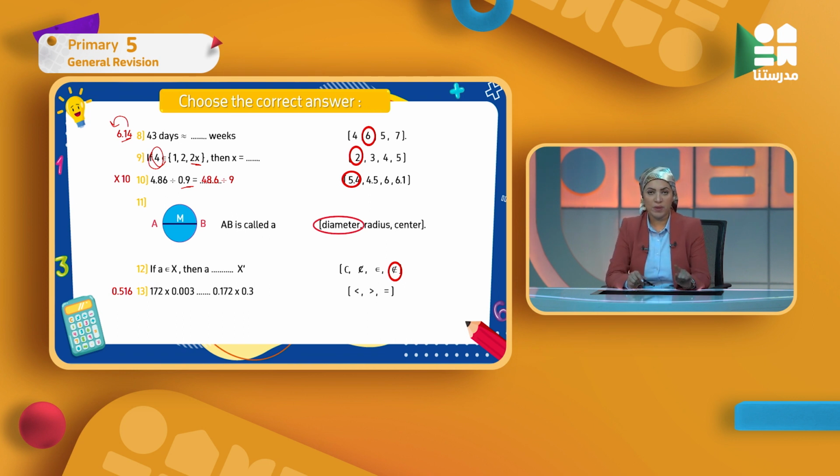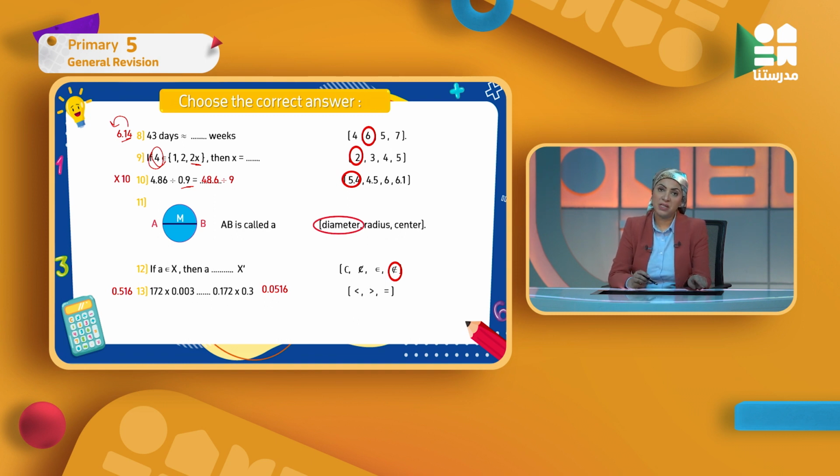I'll do the same with the other one. I will multiply 172 by 3. Then I will count how many decimal places I have, which is here 4 decimal places. Then I have to count 4 places from my right hand side and then I put my decimal point. So here it's going to be 0.0516.